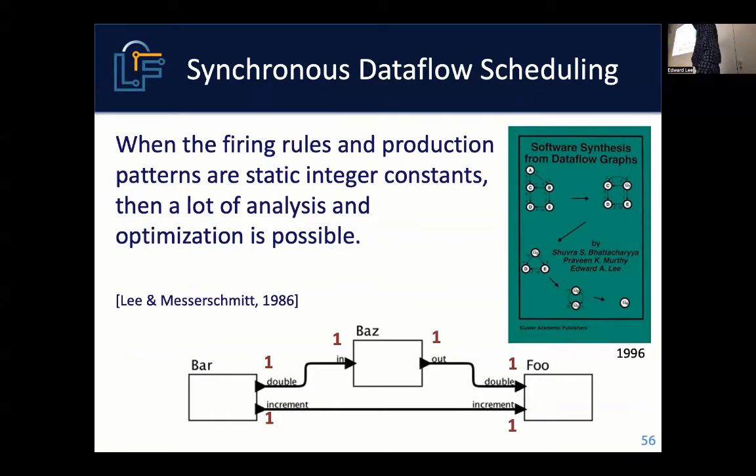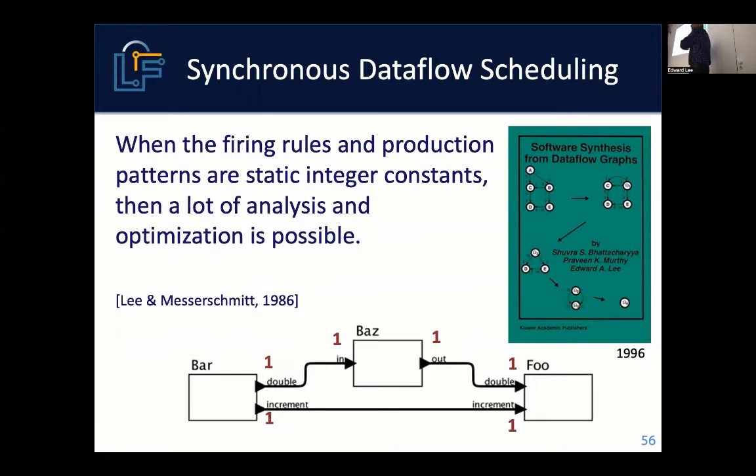This is a particularly simple example of a synchronous data flow graph. And because these integers are all one, this ends up being a system of equations that involves 3 equations and 3 unknowns, and it has solutions, and it has a least integer solution. And the least integer solution tells you that you can construct a schedule that consists of one firing of this, followed by one firing of this, followed by one firing of this, and then you can repeat that forever, and you will never run out of memory.